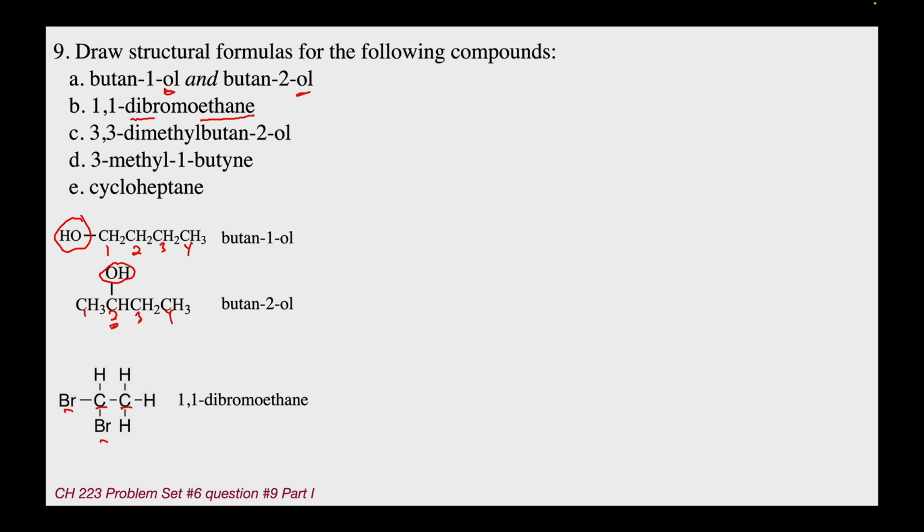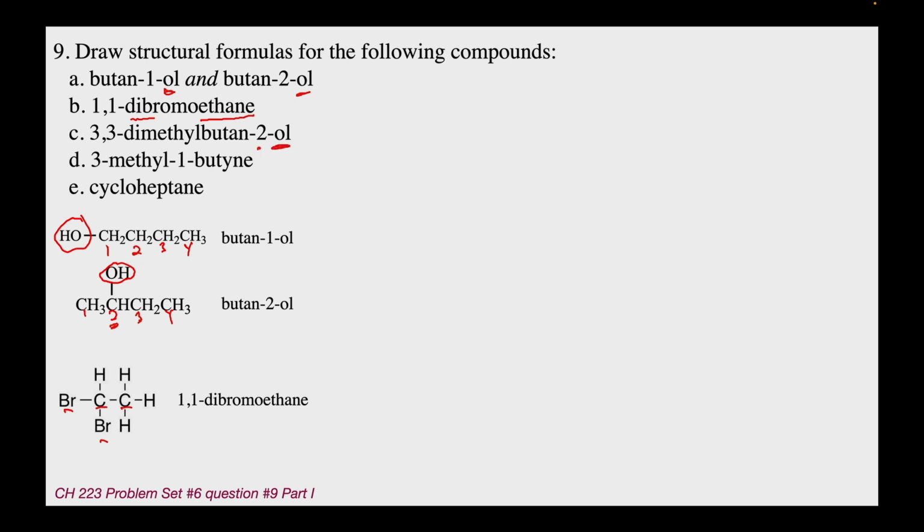Oh boy, you could have a 1,2-dibromoethane. You'd have one of the bromines off the second carbon, but as you can see in the structure, both the bromines are off the same carbon. That's why it's 1,1-dibromoethane. Now on C, we've got another alcohol.